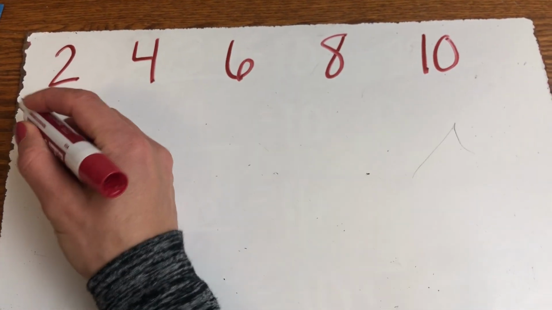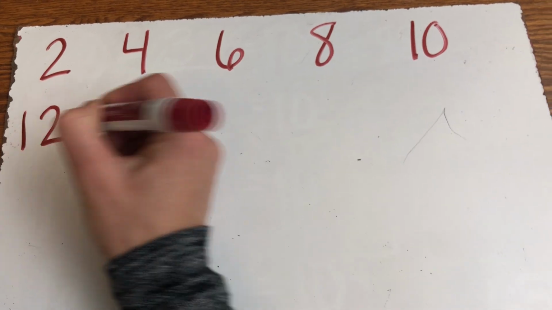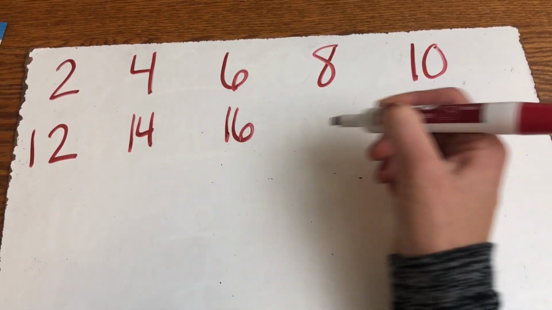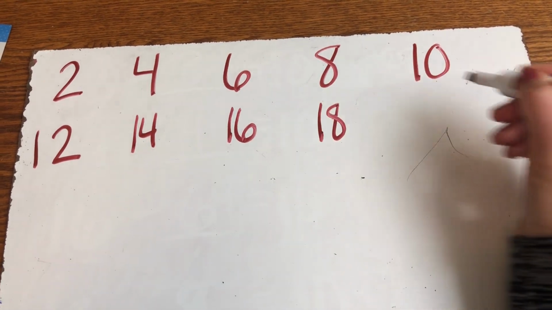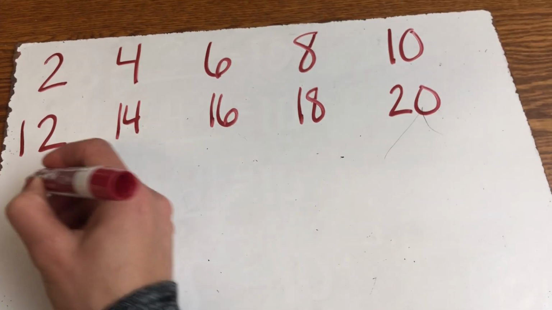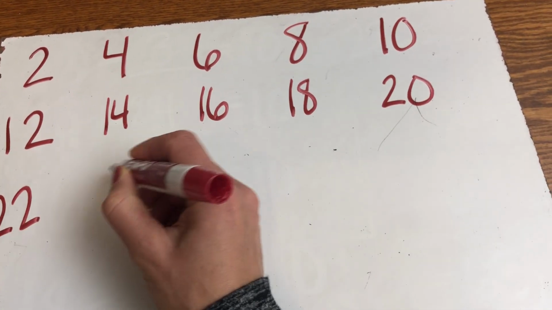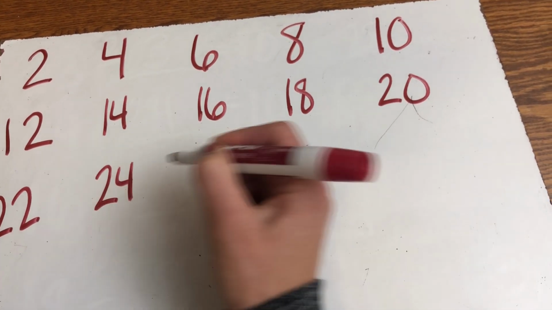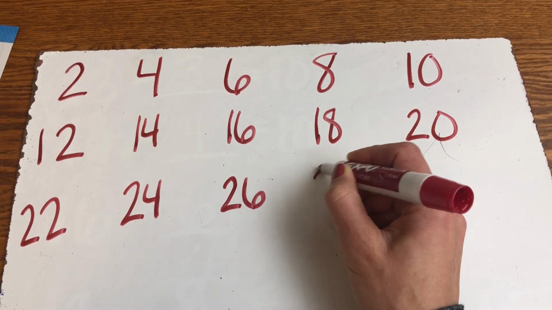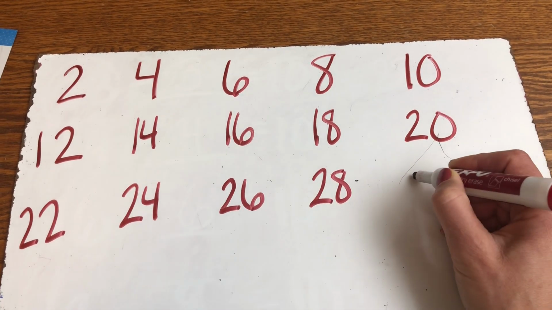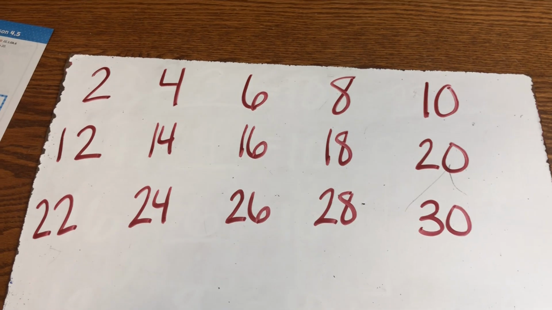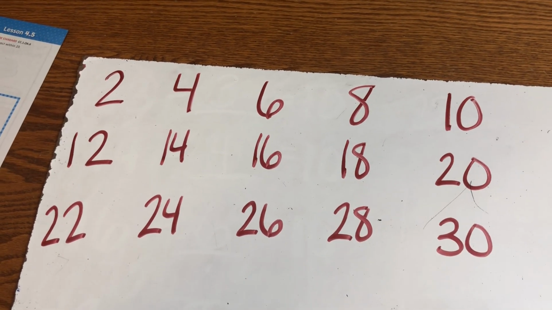What comes next? 12, 14, 16, 18, 20, 22, 24, 26, 28, 30. Are you noticing some patterns on your board if you wrote them like me?